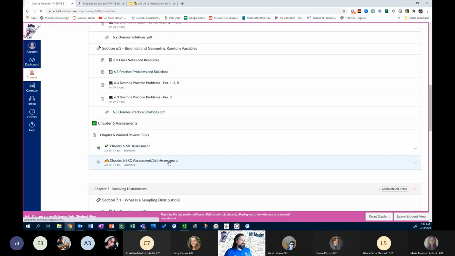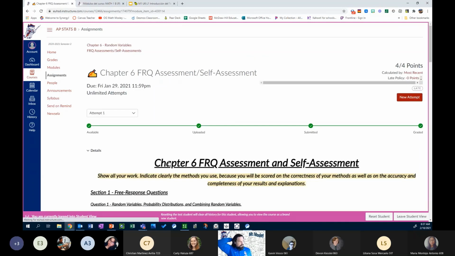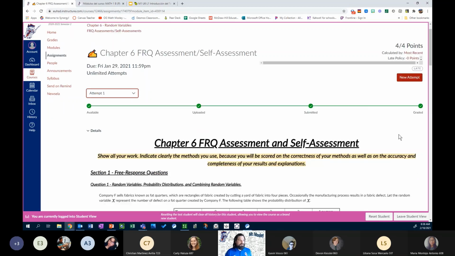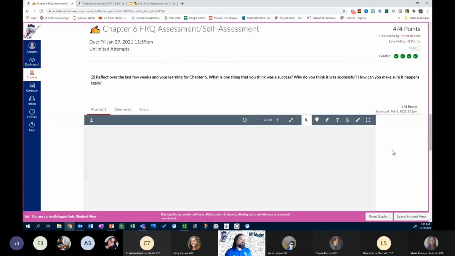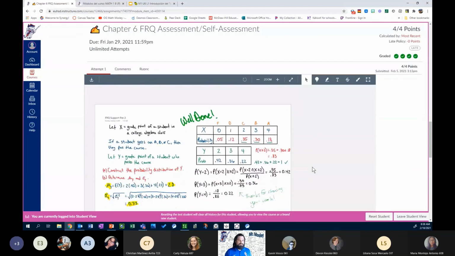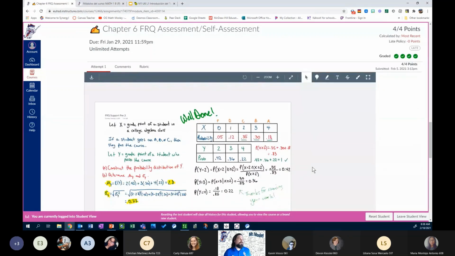On the free response questions, go back into the assessment itself from the module so you can look at your attempts. You can start a new attempt right here if you want or if you need to. I'm looking at attempt 1. It's been submitted and graded. If I go down, it shows the submission. If you submitted a picture or uploaded a file, it will show up here.